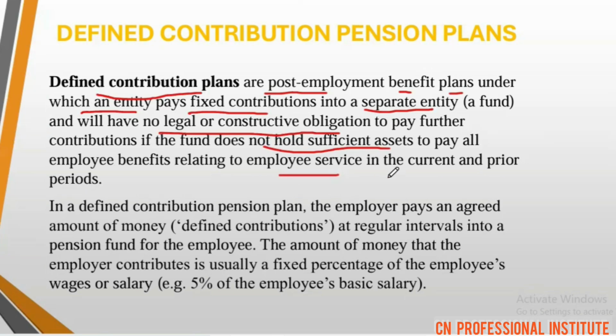Now, what does all this mean? It says with the defined contribution, an entity pays fixed contributions into a separate fund. Let me give an example. In Ghana here, let's say an entity, let me pick any company, pays at the end of every month, or the year, SSNIT contributions into a separate fund. SSNIT is a separate fund, so they pay a fixed amount to SSNIT.